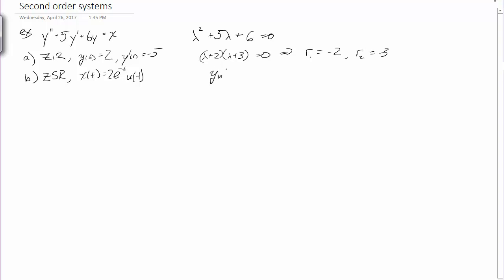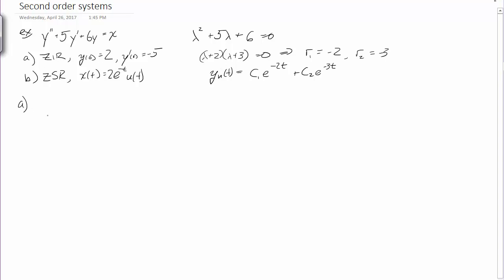So the homogeneous solution will look something like c1 e to the minus 2t plus c2 e to the minus 3t. And so this is something to remember, that an nth order diff EQ will have a homogeneous solution with n terms, right? Second order here, 2 terms, because we have one term in the homogeneous solution for each root, and we'll have 2 roots. Okay, now we're ready to solve part A.